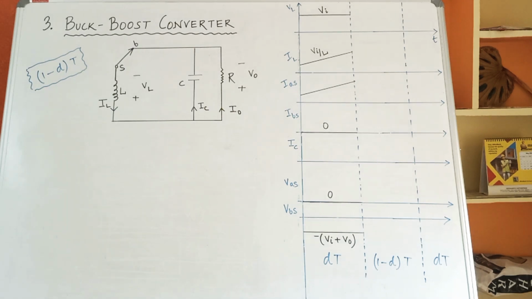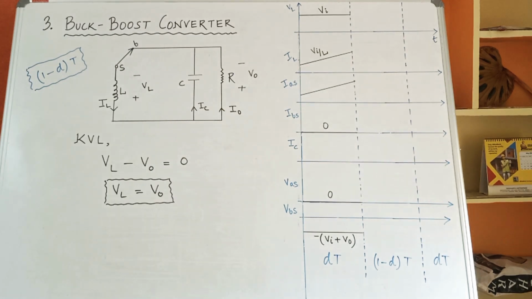Now, we move on to the next period of study, that is the 1 minus d into t period or the t off region. During this period, the S point is connected to B and the circuit looks as drawn on the board. The inductor current remains in the same direction, but when the inductor discharges, its polarity changes. So, the voltage across the inductor has upper terminal negative and lower terminal positive.